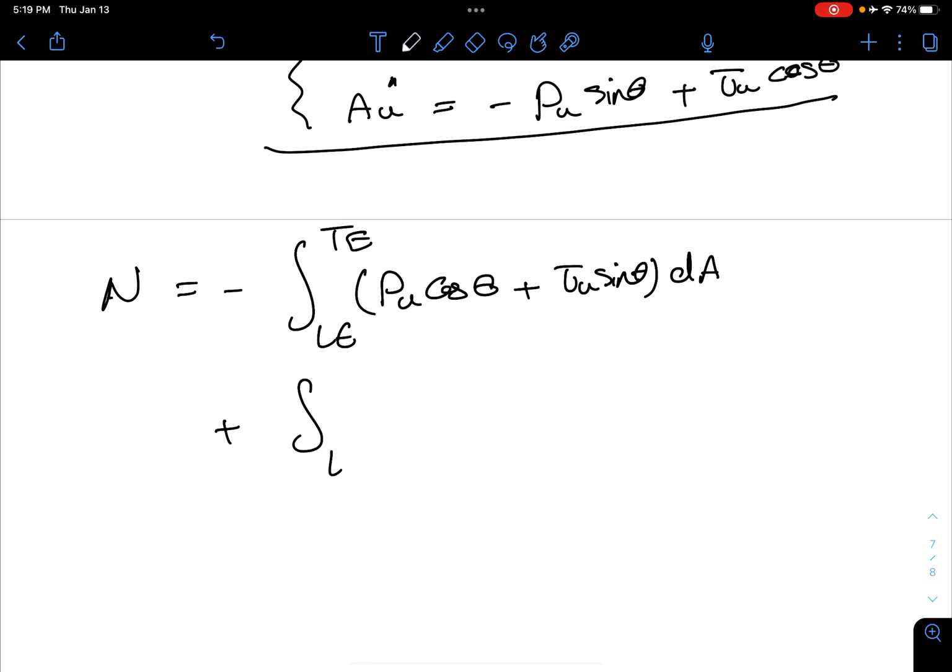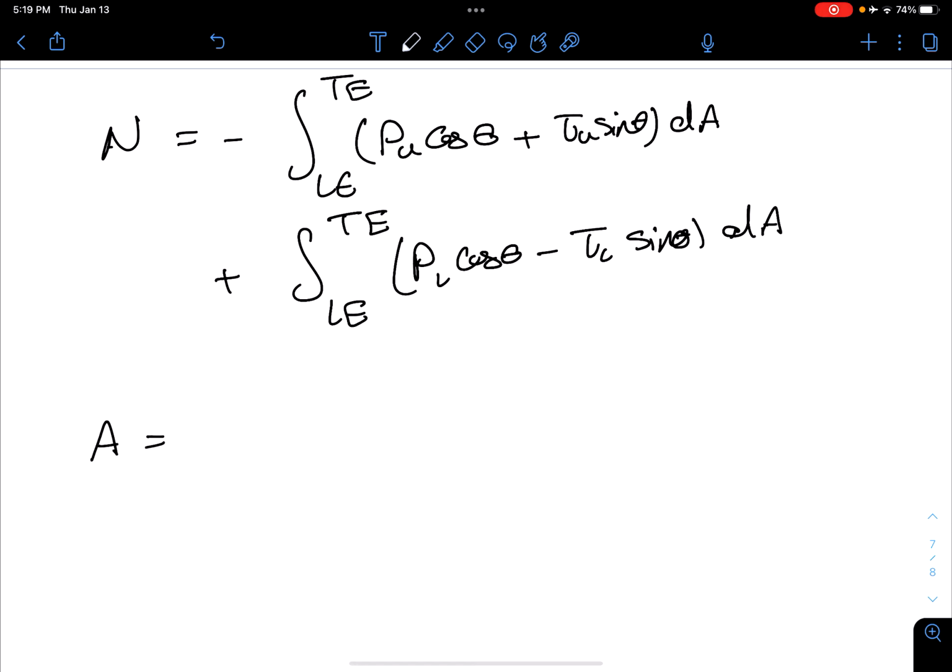plus the integral from leading edge to trailing edge of p_L, and this L stands for the pressure on the lower surface, minus tau_L. So we can do the exact same analysis for the lower surface, dA.